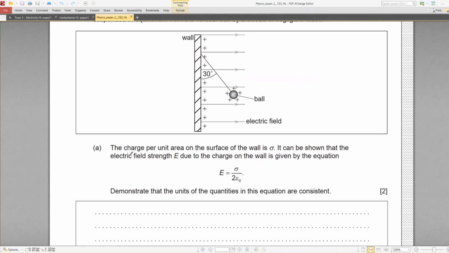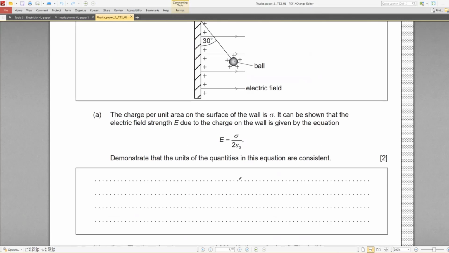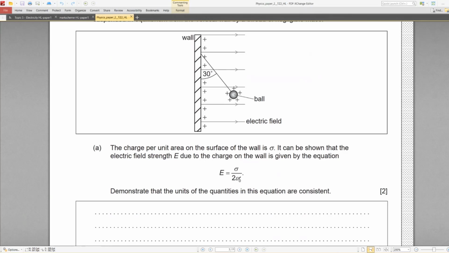It can be shown that the electric field strength due to the charge of the wall is given by this equation, sigma over 2 epsilon 0. Demonstrate that the units of the quantities in this equation are consistent. Okay, meaning we prove the units are the same on both sides. The unit for the electric field is volts per meter, which is equivalent to newton per coulomb. Force per unit charge.